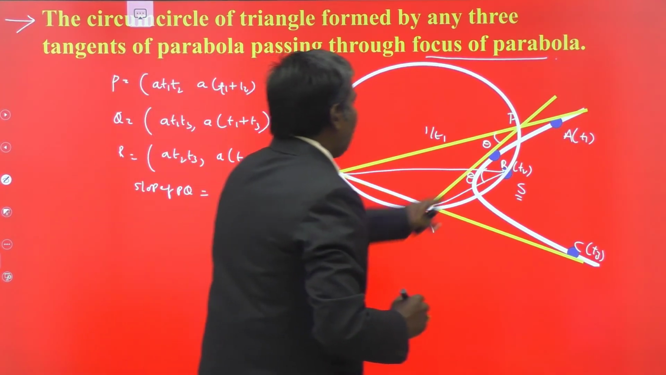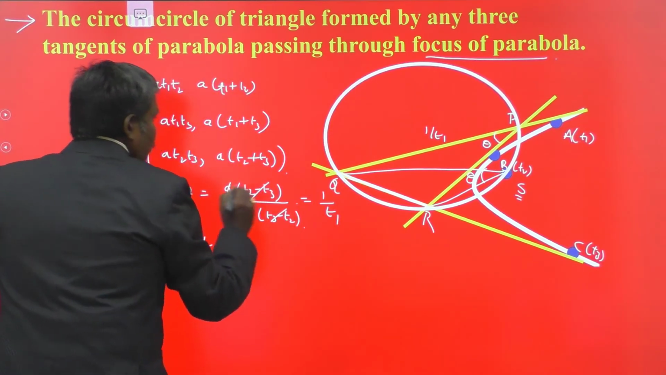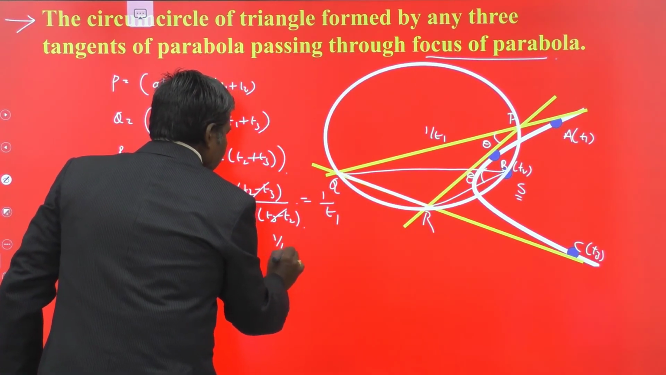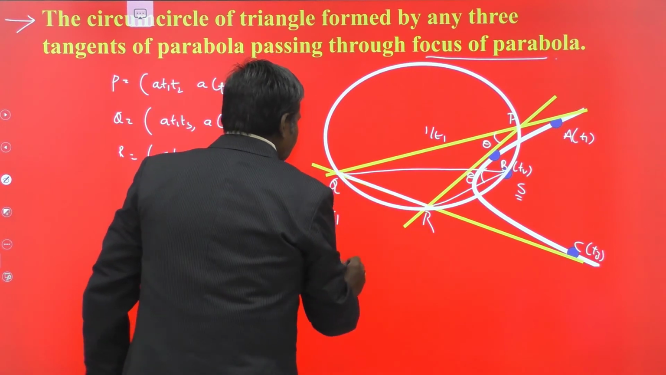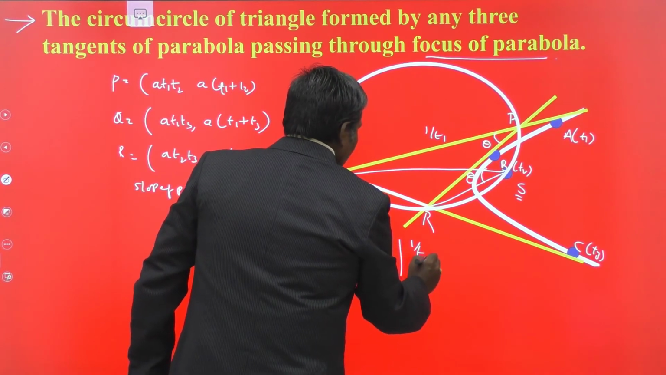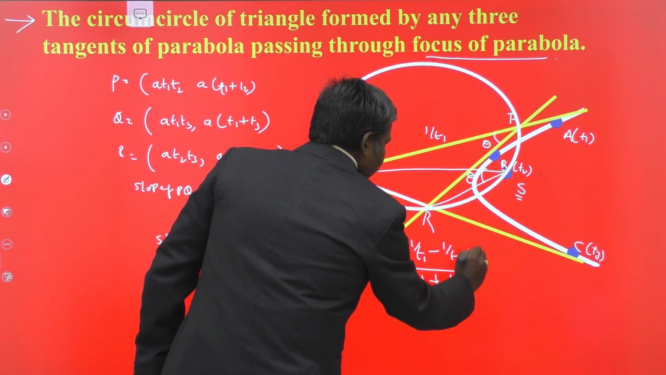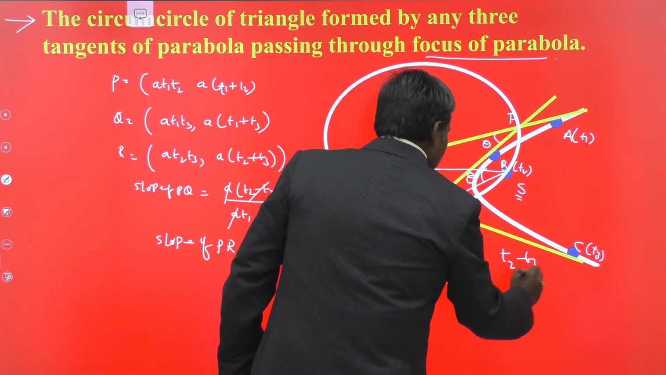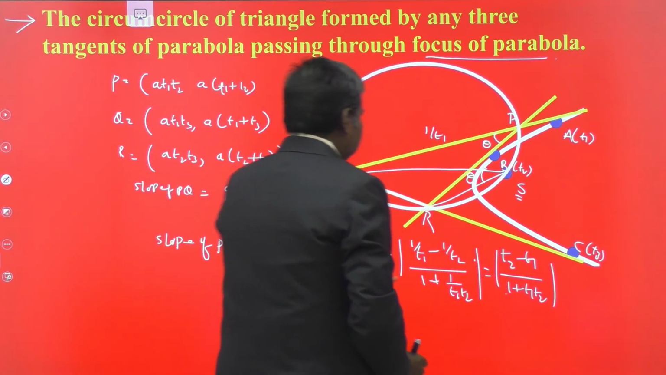Again, what is the slope of PR? The slope of PR is nothing but the slope of the tangent at T2. That is nothing but 1 by T2. Now we have the slopes of these two lines. Can I write tan theta or not? Tan theta is equal to modulus of m1 minus m2 by 1 plus m1 m2. 1 by T1 minus 1 by T2 by 1 plus 1 by T1 into T2, that is nothing but T2 minus T1 by 1 plus T1 T2. So this is tan theta.